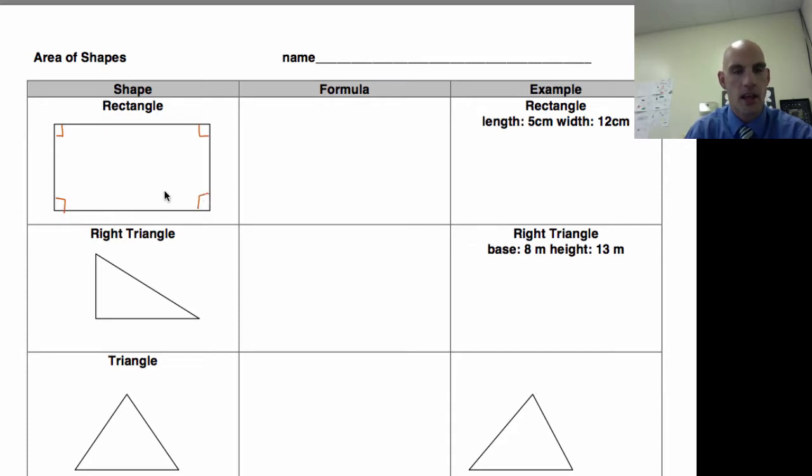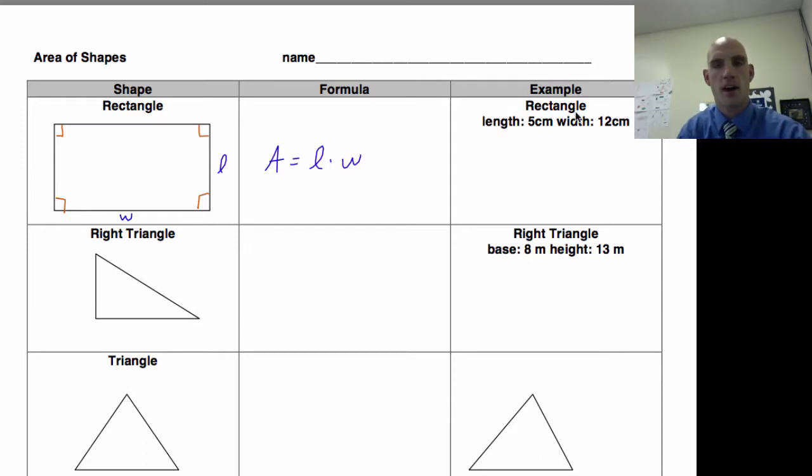And a rectangle is going to be labeled with a couple of different dimensions. It's going to have length and width. So we'll call this the length, call this the width. And the formula for the area of a rectangle is area equals length times width. So pretty straightforward. We're going to do length times width.